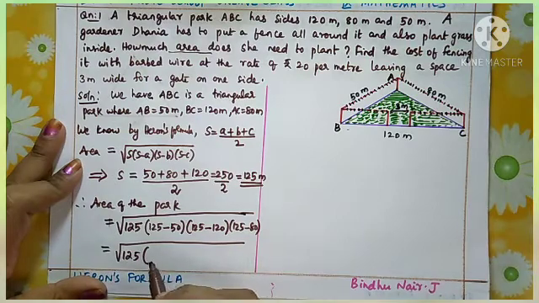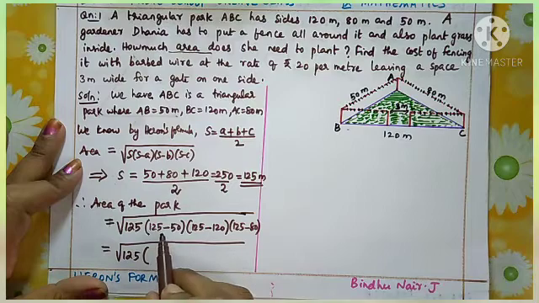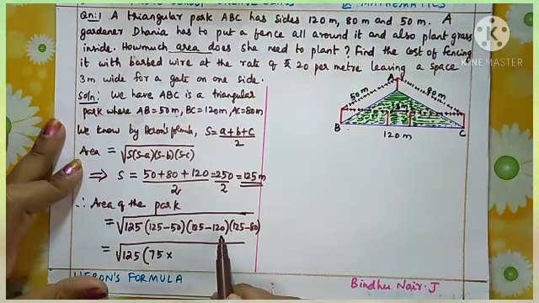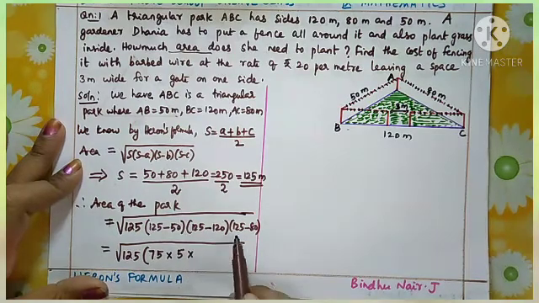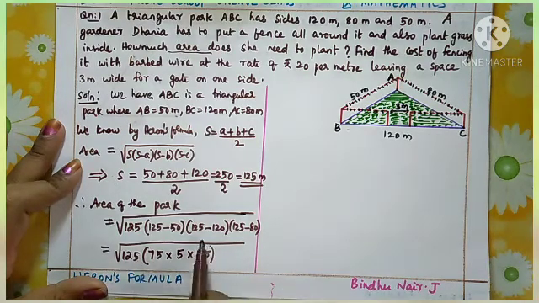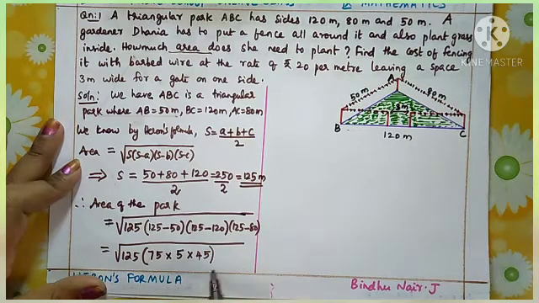That is equal to root of 125 into, what is 125 minus 50? Yes, 75, into 125 minus 120 is 5, into, what is 125 minus 80? That is 45. So we got all the calculation values.